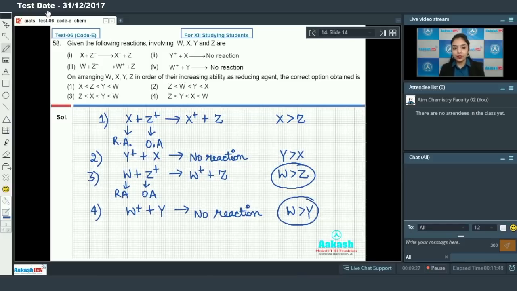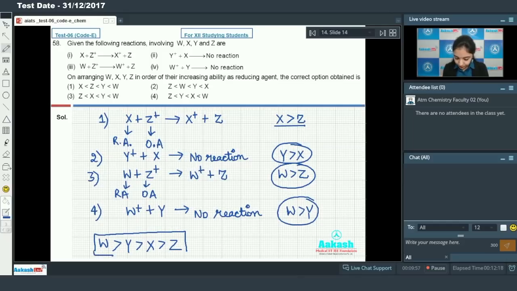So here, which is the strongest reducing agent? W. And then you can see here Y is a stronger reducing agent than X and X is a stronger reducing agent than Z. So after W will come Y and then X, and the least will be Z. So this will be the correct order. So according to the options we have option number 3 as the correct answer.